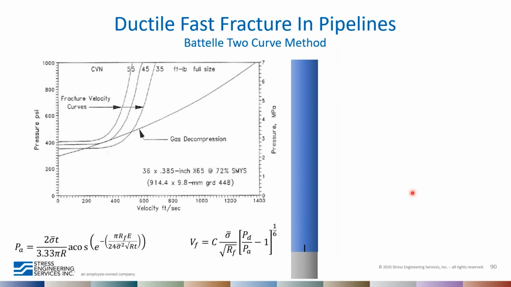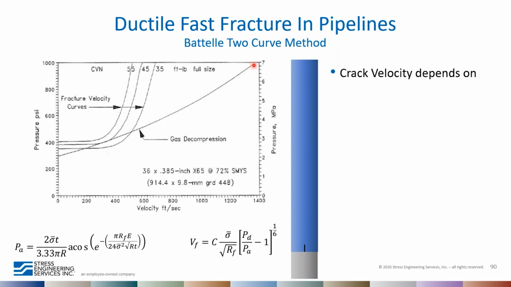And finally, I'd like to talk briefly about ductile fast fracture, which can occur in pipelines. The method for addressing this is the Battelle two-curve method. The first curve captures the velocity of the crack. As you can see, at higher pressure, the velocity increases. As the pressure decreases, eventually it's low enough that the crack will not propagate.